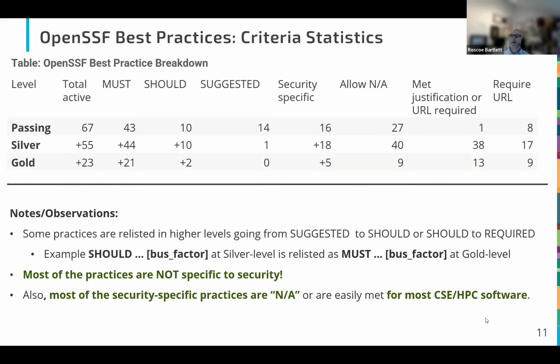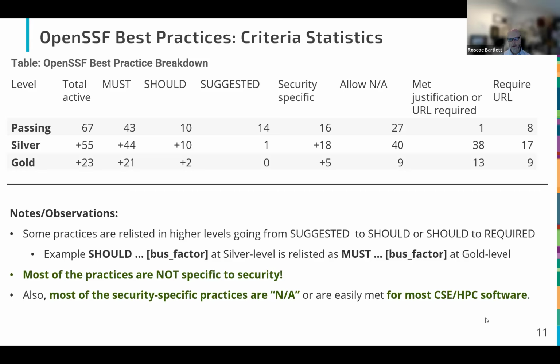So here's a breakdown of the practices in terms of statistics: the number of must, should, and suggested at each level, the subset of those that are security specific, those that can be marked as not applicable, and numbers that require justification and/or a URL. Some observations: some of the practices are relisted at higher levels, going from suggested or should to should or required. For example, the bus factor is a should practice at the silver level, which is relisted as must at the gold level, meaning you have more than one person who's a primary contributor to the project.